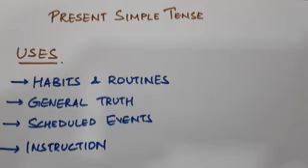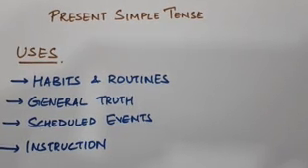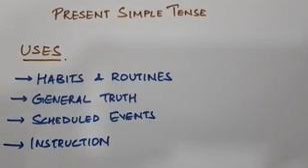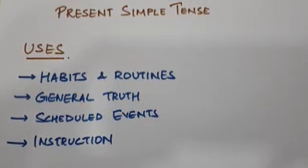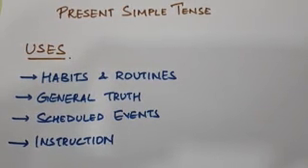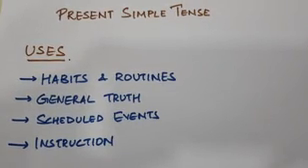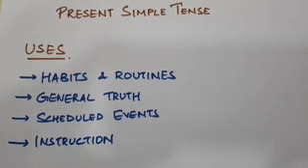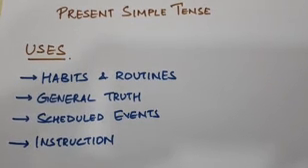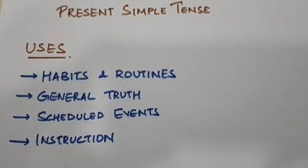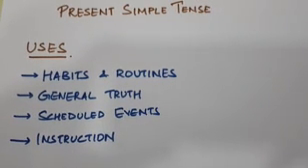Before teaching you the rules of present simple, let me tell you where it is used. It is used when we talk about habits and routines. For example, I brush twice a day. To talk about general truth. For example, water boils at 100 degrees Celsius. When we talk about scheduled events. For example, the plane flies to Mumbai every Sunday. For instruction, for example, go sit down.